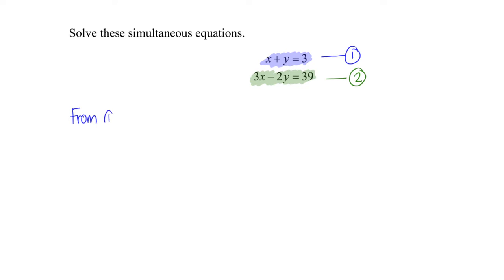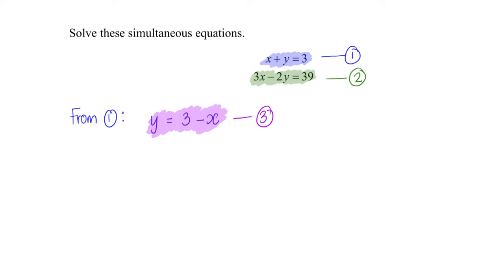So from equation 1, my y will be equals to 3 minus x. Okay, I'm minusing x on both sides. And this will become my equation 3. Alright, so this is my equation 3.